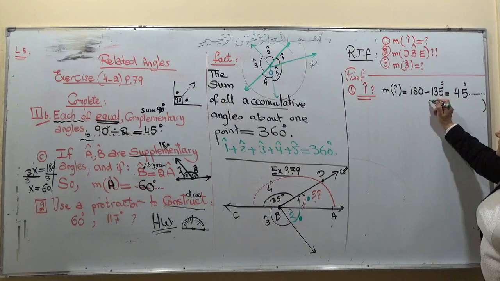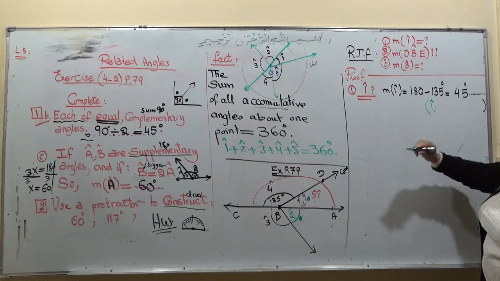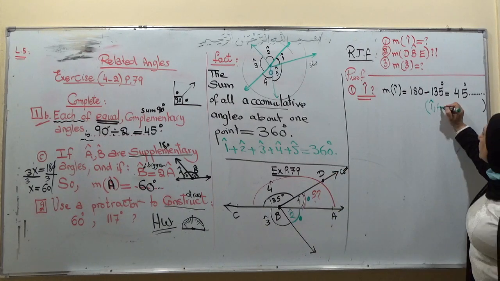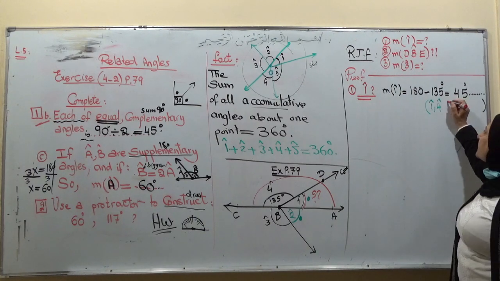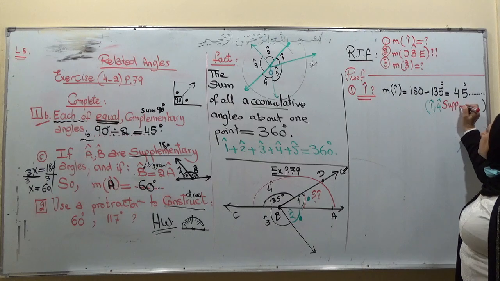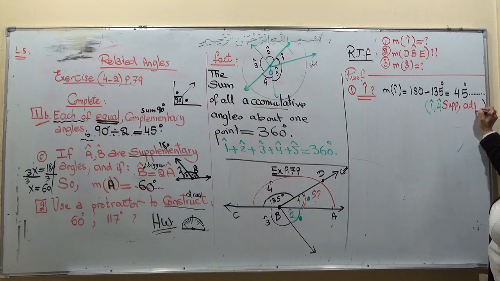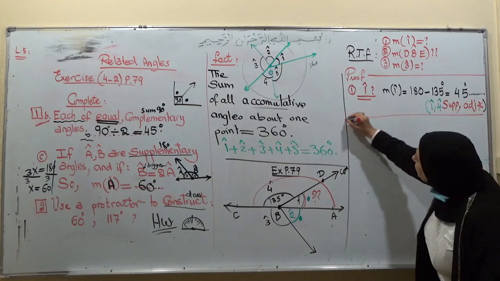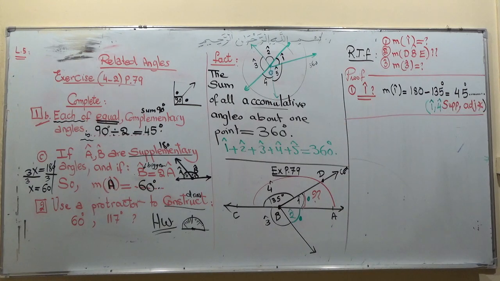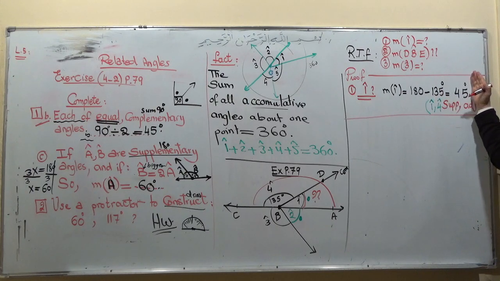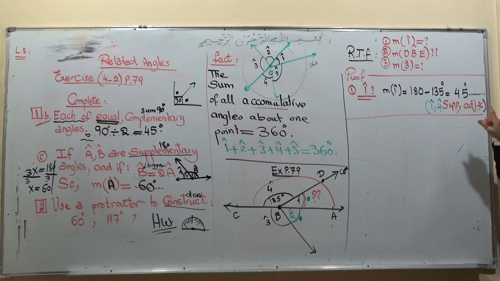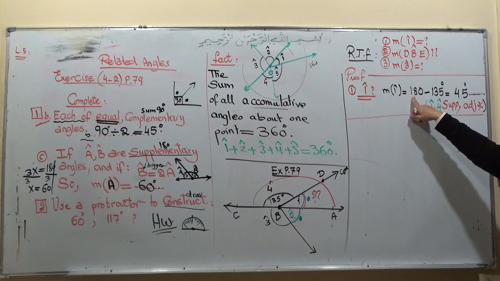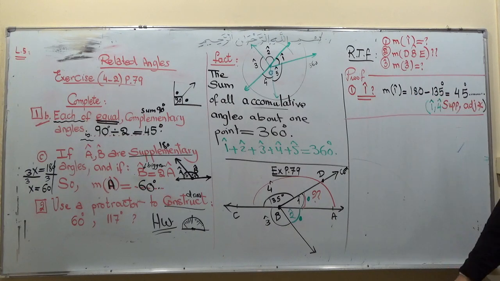Because angle 1 and angle 4, what are they? They are supplementary, comma, and adjacent angles. This is the first one. You have to write like this exactly. Don't write till here and stop. You have to put the reason why. Why 180? Because they are supplementary, so it's 180. And adjacent, you can subtract 135.